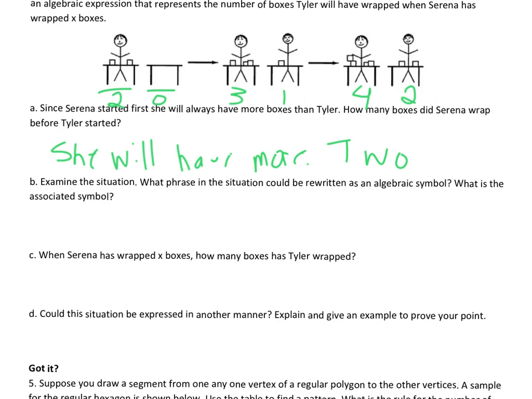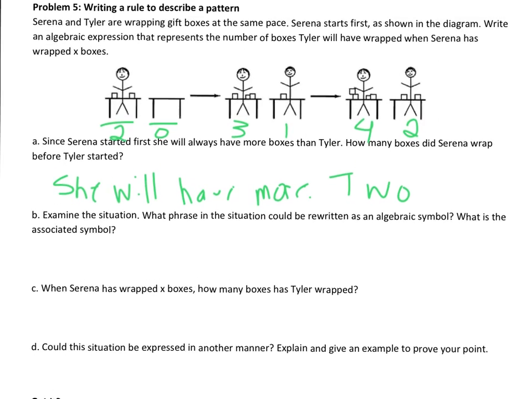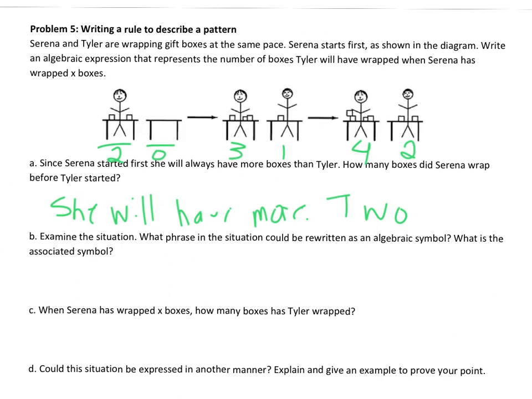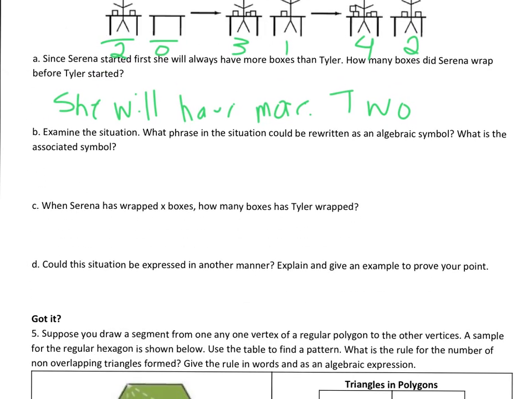Well, the way I think, if I look at the situation, Serena starts first. I'm going to say something about she always has more, all right? And I think about the word more. I'm going to think of addition, okay? That's the way I see it. She's always going to have a few more than him, okay? So when she's wrapped X boxes, she's always going to have more, or you could think of it this way, I guess, he's always going to have less. It depends on who you're thinking of, if you're Serena or you're Tyler.